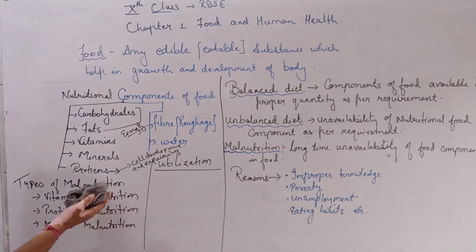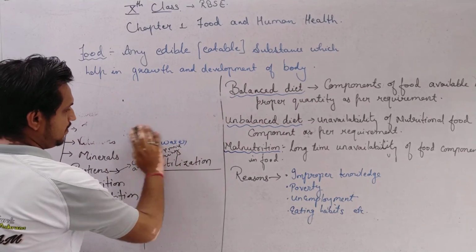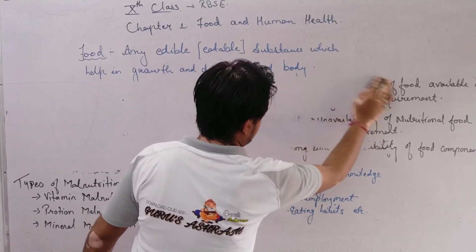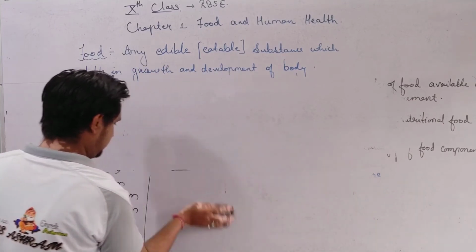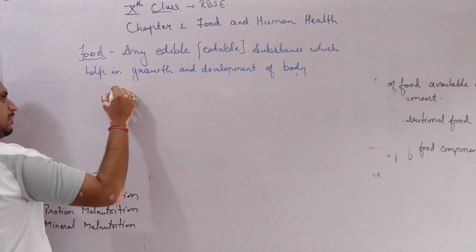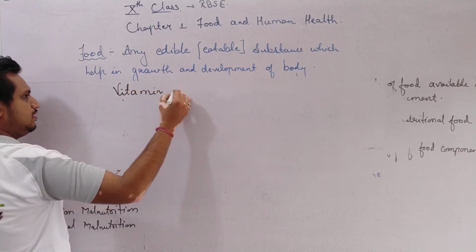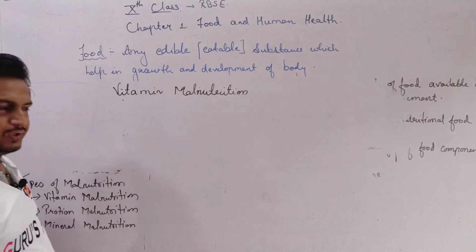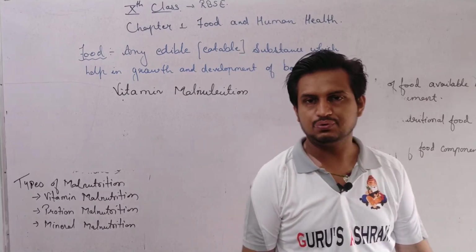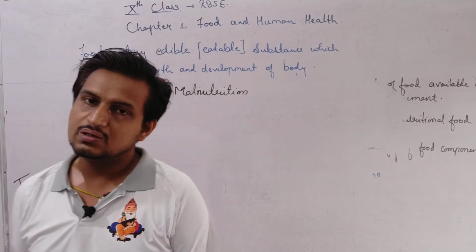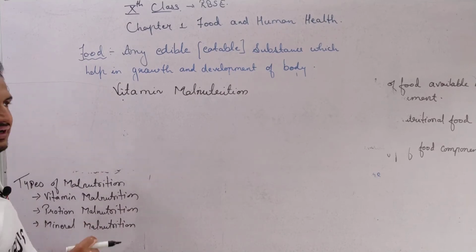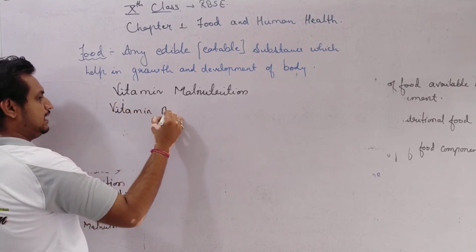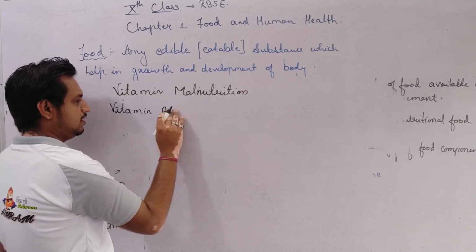Okay friends, let us start with vitamin malnutrition first. Now, in vitamin malnutrition, due to less quantity of vitamin in our body, there are some diseases which occur in the absence of some vitamins. The first vitamin we are taking is vitamin A.